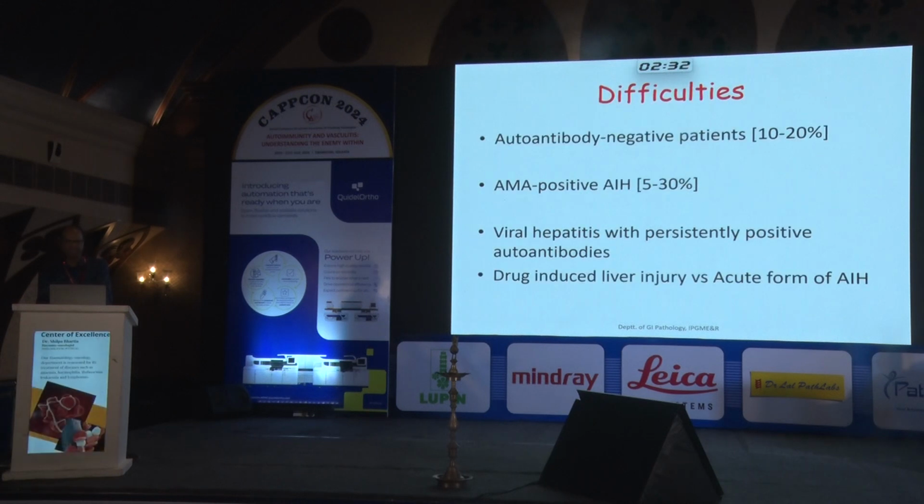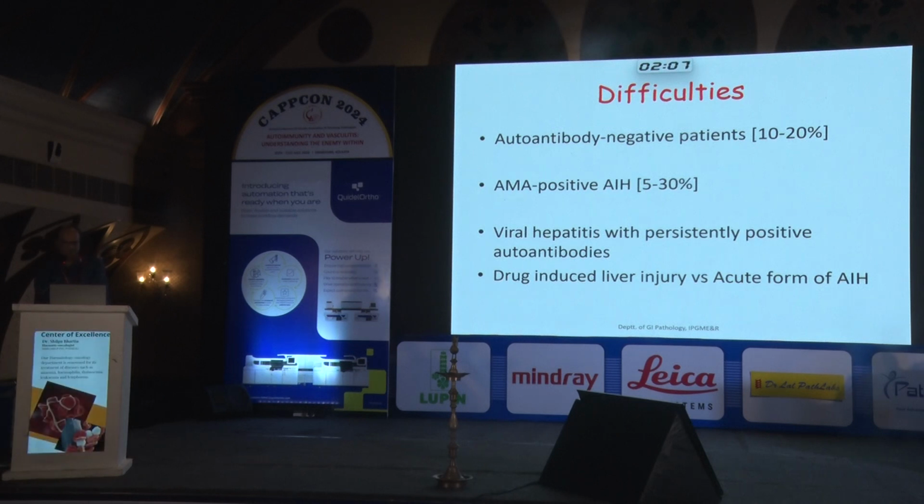So what are the difficulty areas in autoimmune hepatitis diagnosis? Firstly, there are cases of antibody negative patients. Around 10 to 20% of patients are autoantibody negative, so their serology will be negative. Still, they will have the disease, and they progress very fast. So biopsy is essential for them.